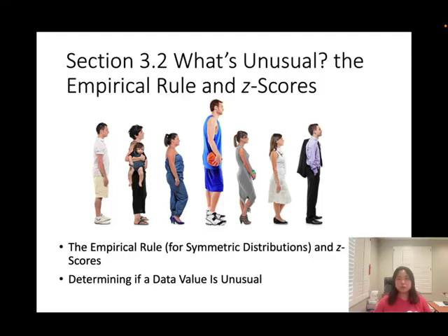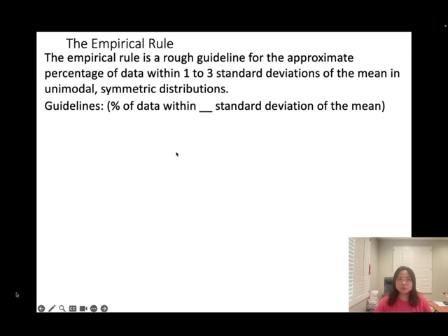Section 3.2. What's unusual? The empirical rule and the z-score. For these sessions, we're going to talk about the usual and unusual value, and then we're going to introduce the empirical rule and the z-score. So first, talk about the empirical rule.